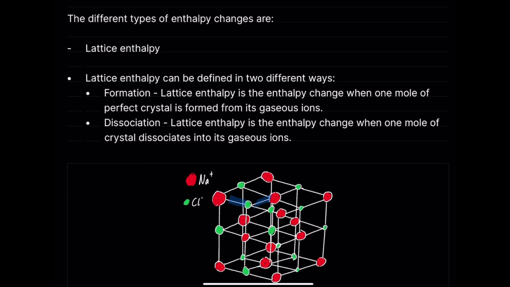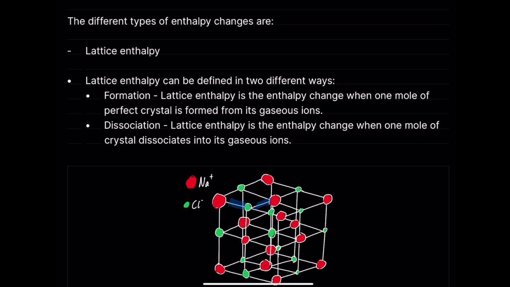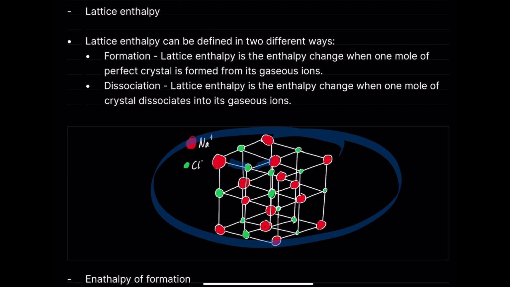People get confused about lattice dissociation. Initially people think that if I broke a single bond here in the background, that would be lattice dissociation. No, that's not lattice dissociation. That's dissociating one bond. Lattice dissociation is when 1 mole of a crystal, let's say this whole thing is 1 mole of a crystal, is broken down, so all the bonds are broken.